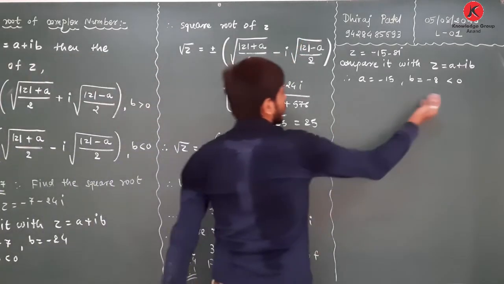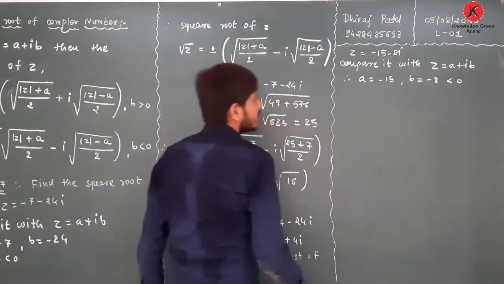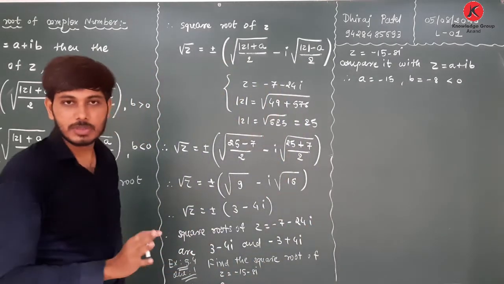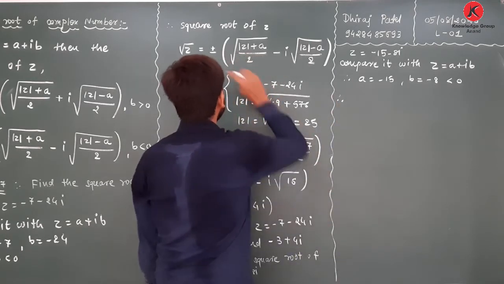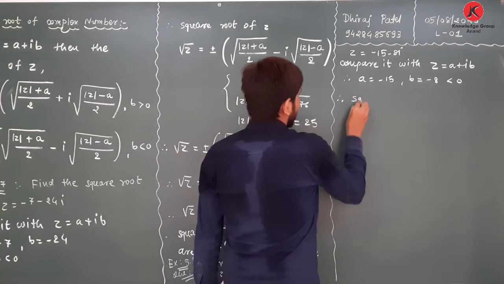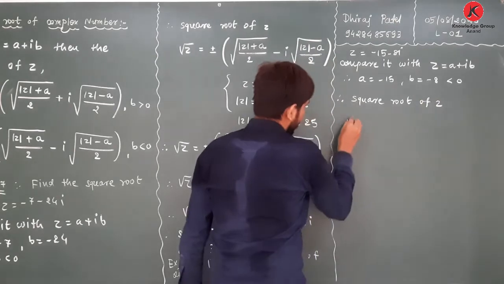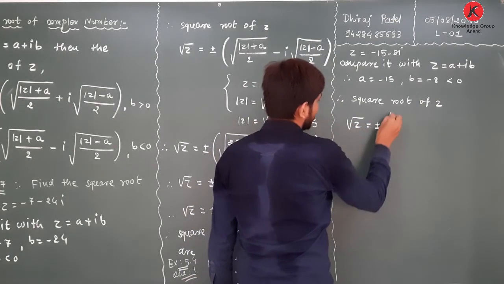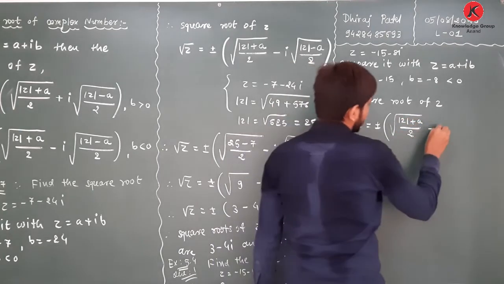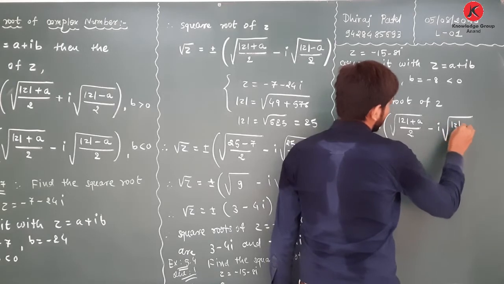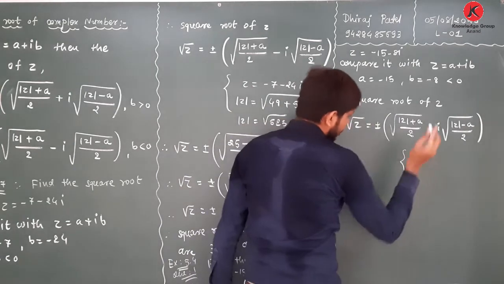Clear? So for this we will need the modulus. You can calculate the modulus of z beforehand, or after writing the formula, either way is fine. Let's calculate. The formula for the square root of z is plus or minus under root of (modulus of z + a) divided by 2, minus i under root of (modulus z - a) divided by 2. Find the modulus of z first.